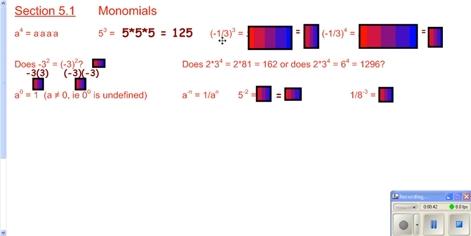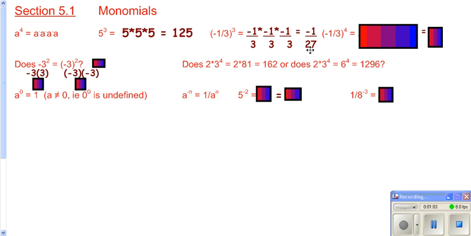So what does a negative 1/3 all cubed mean? Well, it means a negative 1/3 times a negative 1/3 times a negative 1/3. The exponent tells you how many times to multiply your number together. So to multiply fractions, you multiply the top, you get a negative 1. Multiply the bottom, 3 times 3 is 9, times another 3 is 27.